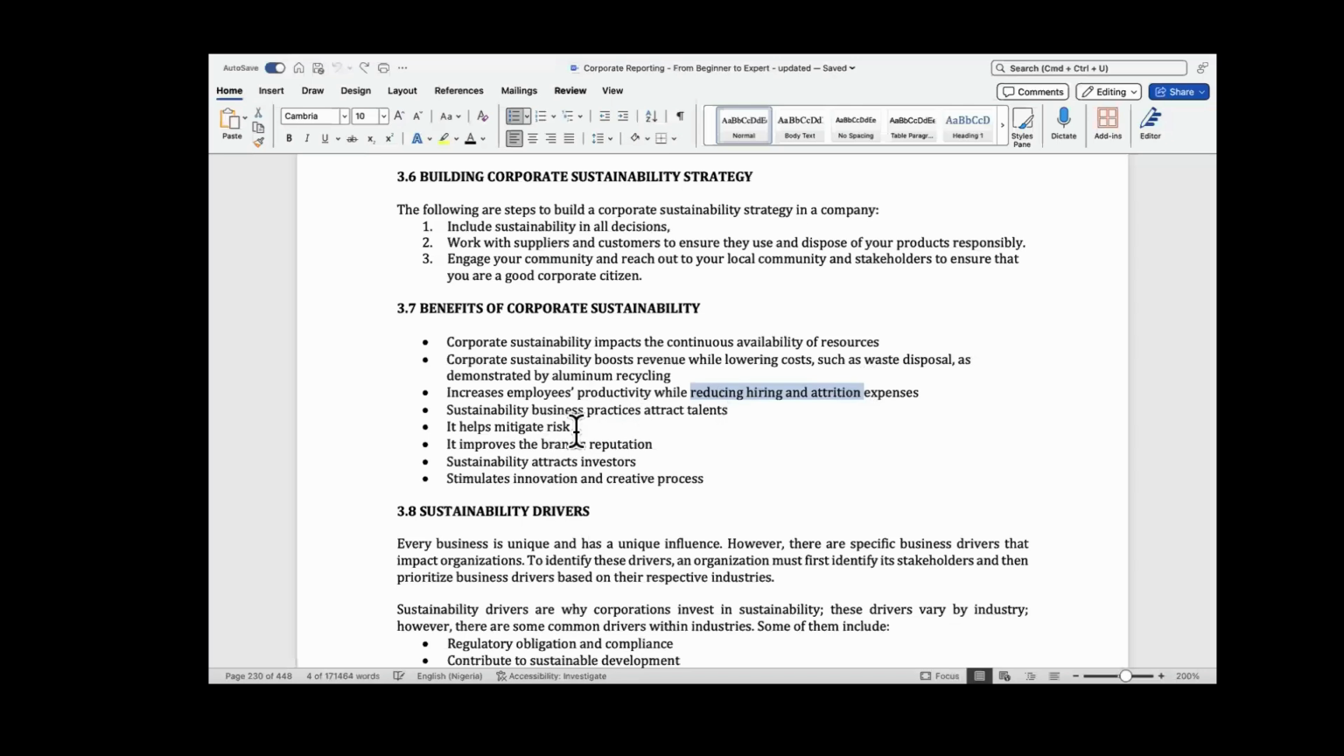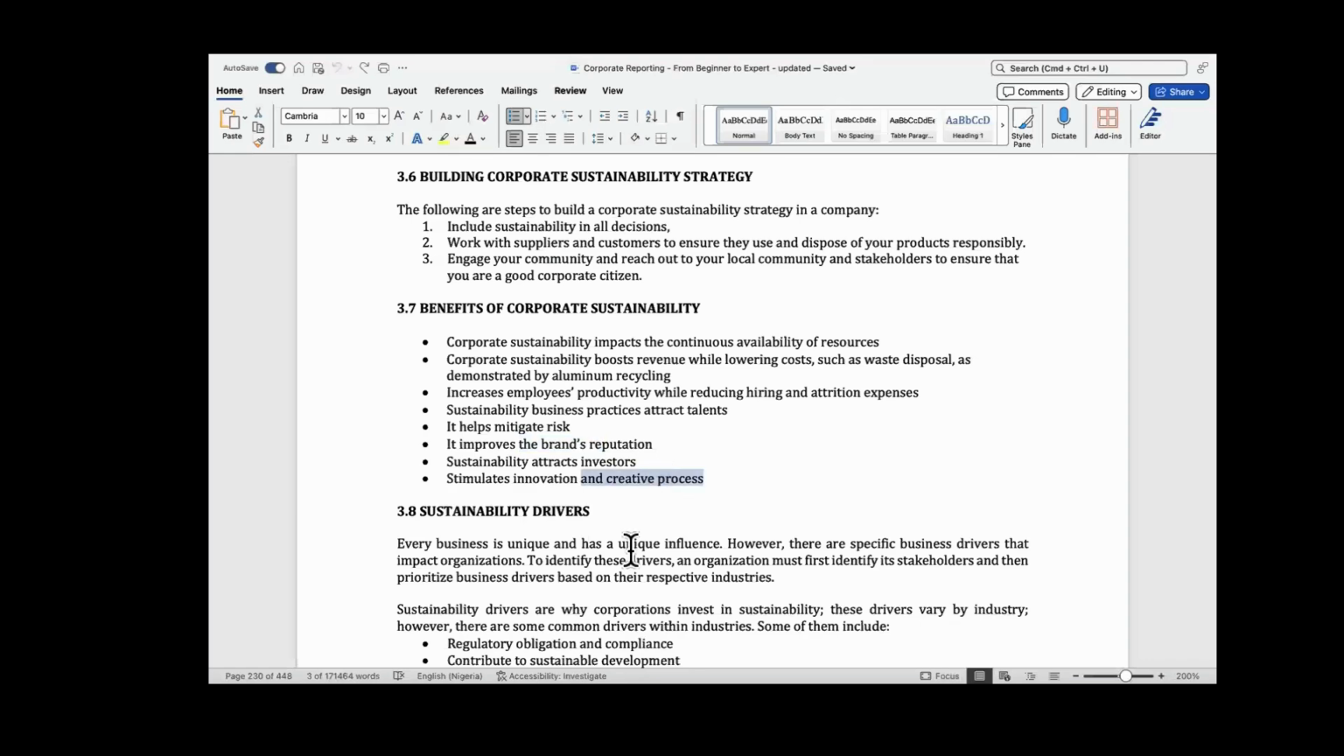It also mitigates reputational risk as an organization, because the community will trust you. This is similar to improving brand reputation. It will attract investors, and it stimulates innovation and the creative process. So those are the benefits of corporate sustainability.